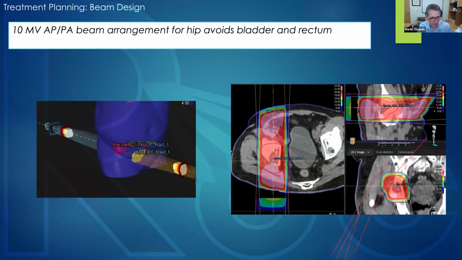And I think this is the last example. This is again, treating the hip joint. APPA is, again, the shortest path through the patient here. And so this will give you the lowest hot spots for any kind of two beams. Occasionally, I'll see a third beam added from the side to make the dose distribution more conformal. If there's really big hot spots, we might do this in larger patients, but for the most part, most hips we're going to treat with an APPA beam arrangement. This does a nice job of sparing the rectum and the bladder pretty much entirely. They're totally out of field.